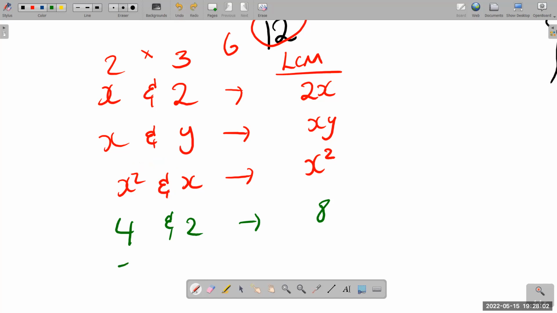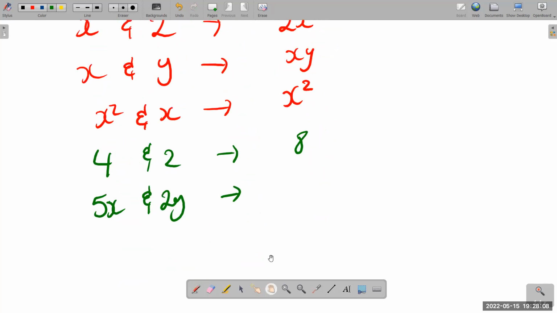Let's try another one. Suppose I give you 5x and 2y. What's the LCM? No, this one is a little bit more challenging because you have 2 coefficients you got to find to match, and you got to match the variables. The only coefficient that could match is 10. The only variable that could match is xy. If you're with me, say with me.